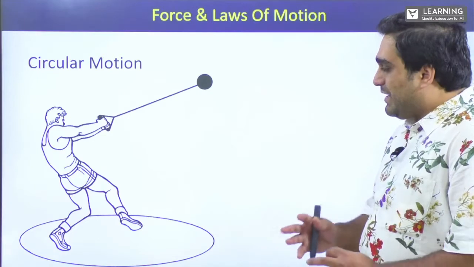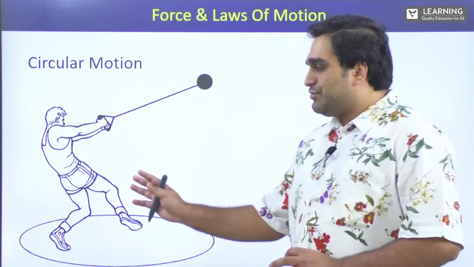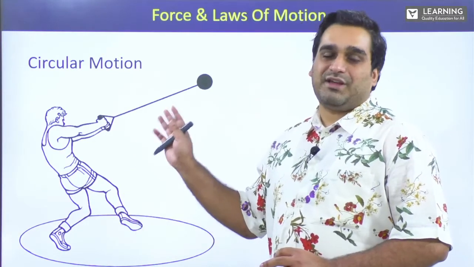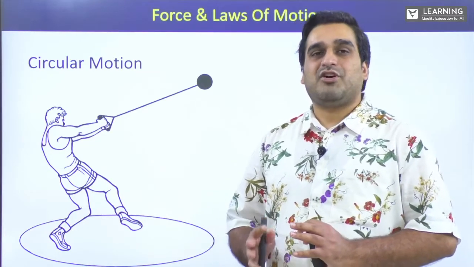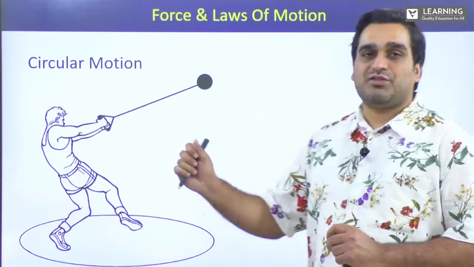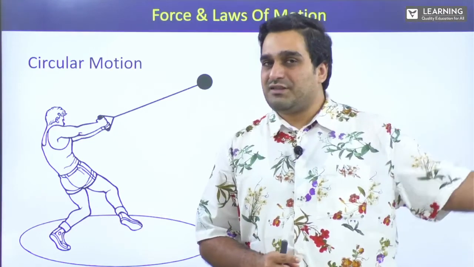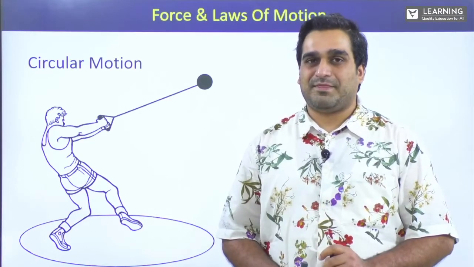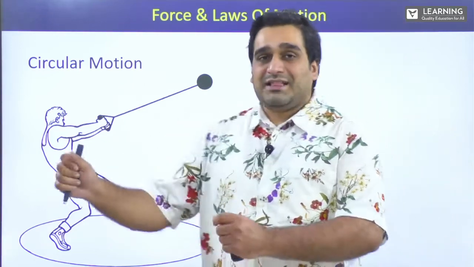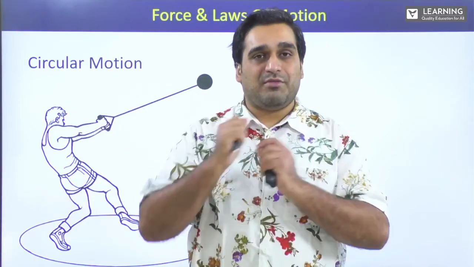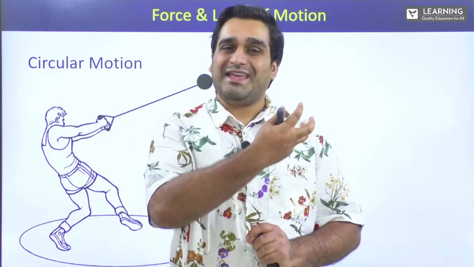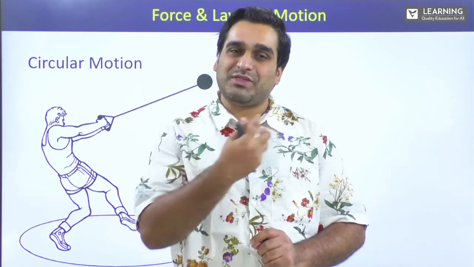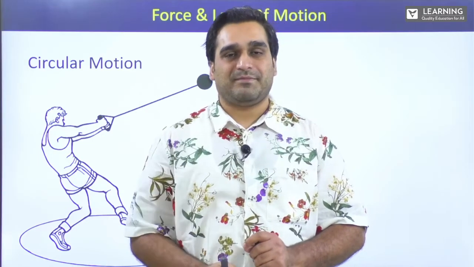Another example of circular motion is an athlete throwing a hammer ball. During the Olympics, you have this competition where a hammer ball has to be thrown, and whoever throws the farthest wins. While this athlete whirls the hammer ball, there's a certain force that is drawing the hammer ball inside, keeping it within that circular path.